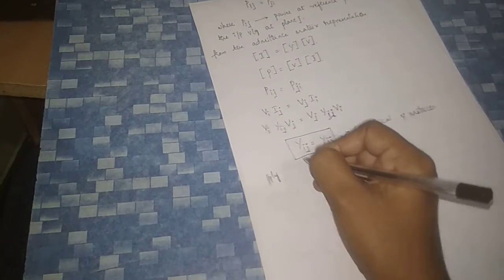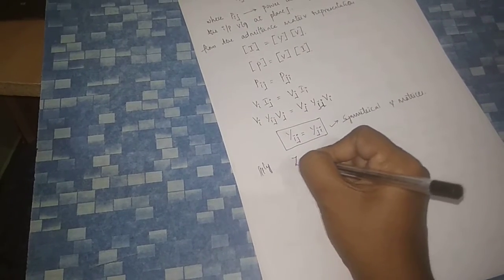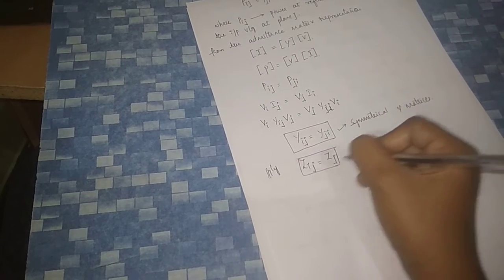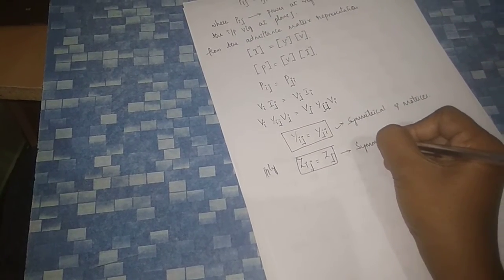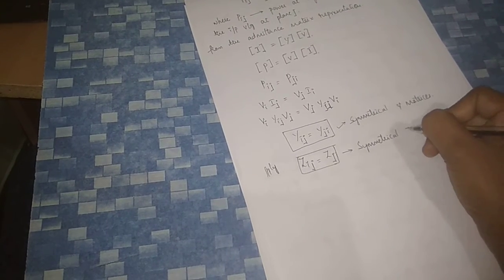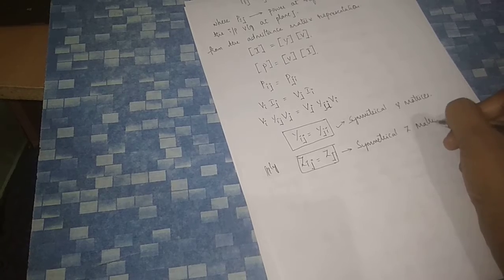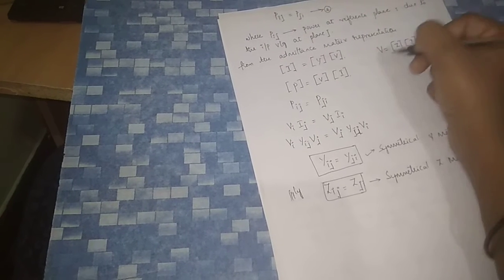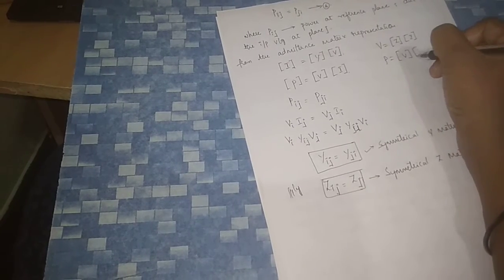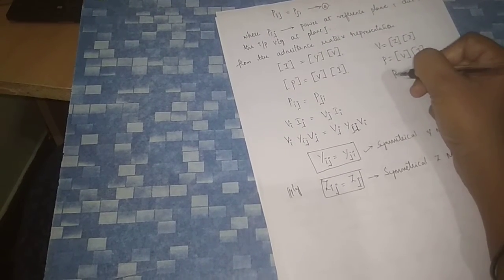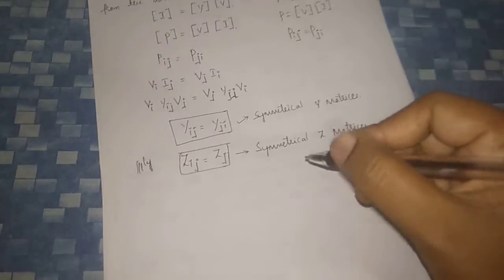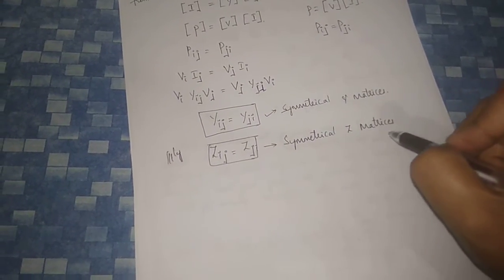So this is what your symmetrical Y matrix is. Similarly, you can do it for Zij is equal to Zji, the symmetrical Z parameter or Z matrices. This is how to do it for Z: you have to take V is equal to Z into I. So again P is equal to V into I, so we'll be taking Pij is equal to Pji, go on substituting for this, and we'll be getting the symmetrical Z matrices.